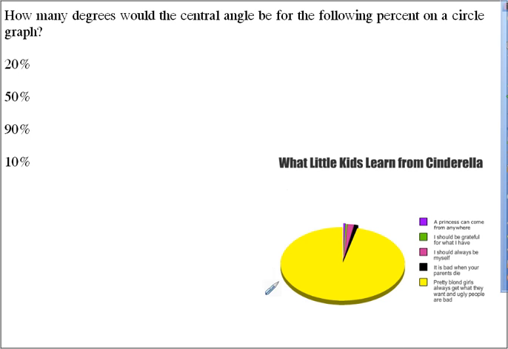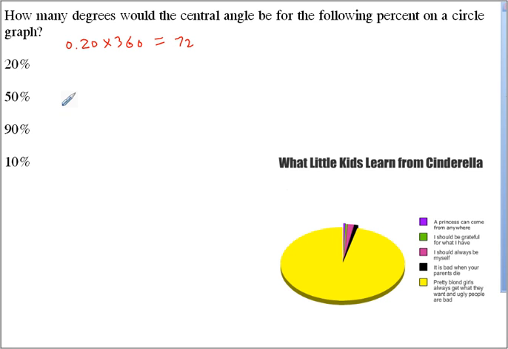Now, over here we have: how many degrees would the central angle be for the following percent of a circle graph? And the way you do this is you think about 20%. Well, what's 20% of 360 degrees? Again, you could do it the way here, 20% of 360, and that's going to be, as you figured out, 72.